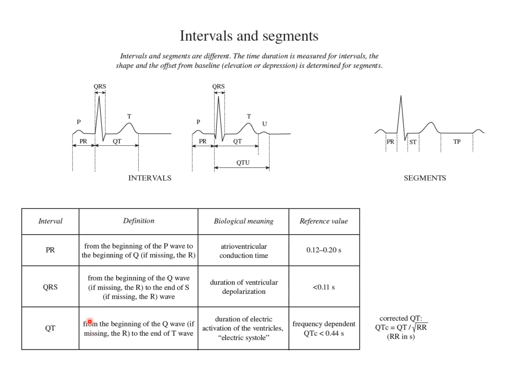The QT interval ranges from the beginning of the Q wave till the end of the T wave. This is the duration of the electric activation of the ventricles, or electric systole. Of course, it depends on the frequency. This is why we should be correcting it. For the corrected QT, the QT interval is divided by the square root of the RR, where the RR is in seconds. This corrected QT interval is less than 0.44 seconds.